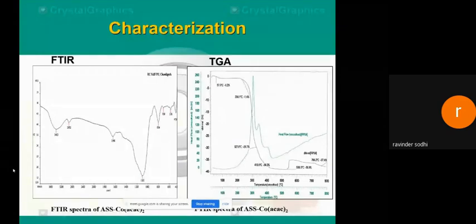Then the next study was TGA, thermogravimetric analysis, which gives an idea related to the thermal stability of the catalyst. As we can see here, there is a major weight loss from 230 to 480 degrees Celsius. That is due to the decomposition of starch and the soft material, that is the aminopropyl group. So it is safe to carry out the reaction up to 200 degrees Celsius.